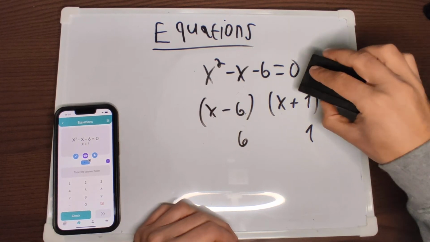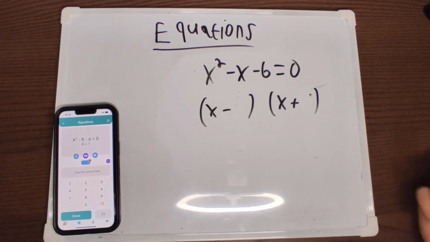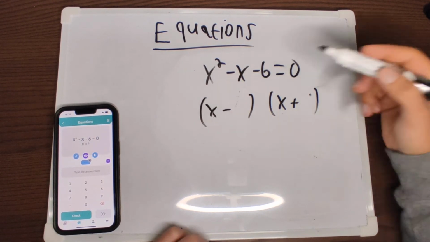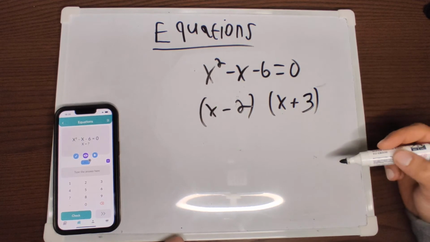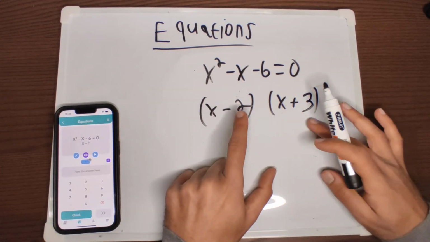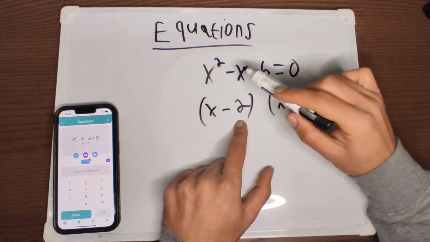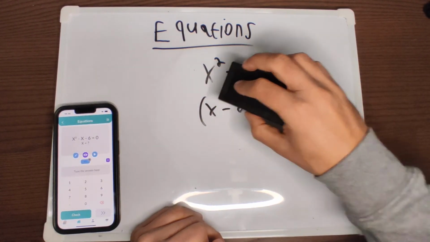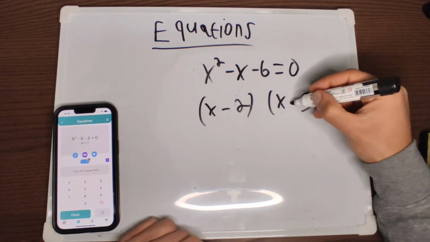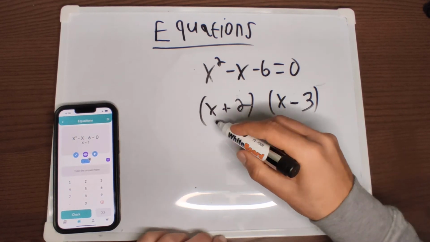The answer is there are more pairs whose multiplication is 6. For example, 2 and 3. With 2 and 3, the multiplication is 6, and we can get to minus x. How will we get to minus x? We will put a minus here and the plus here. So let's open the brackets.